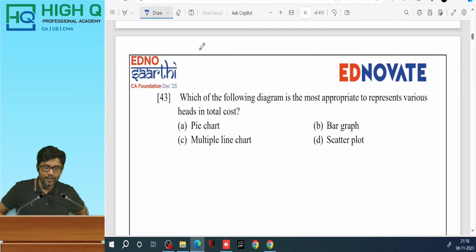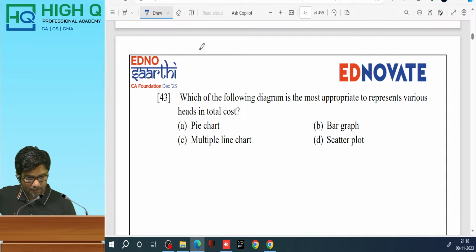Which of the following diagrams is the most appropriate to represent various heads in total cost? Pie chart. That is the best diagram, my dear. Pie chart.